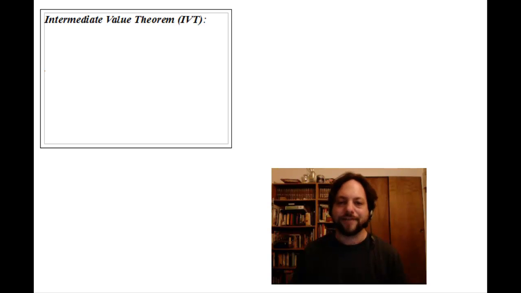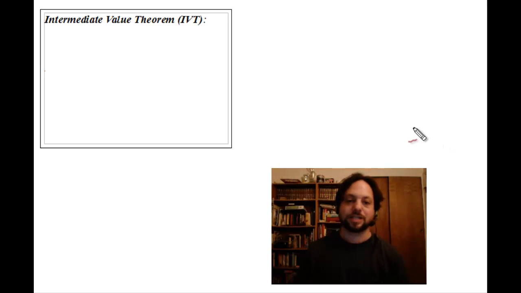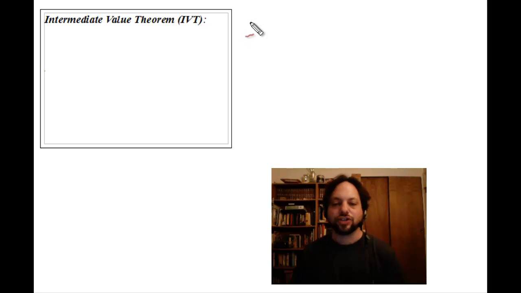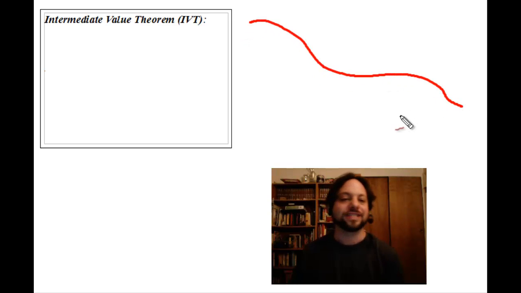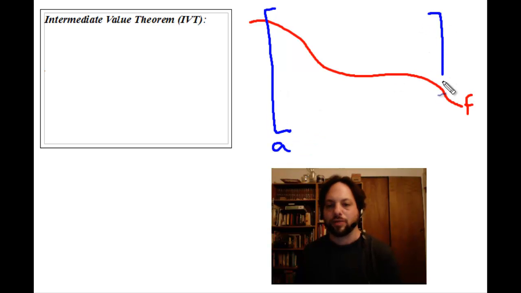The intermediate value theorem, a theorem that is simply so obvious that you're going to wonder why you didn't come up with this yourself. Let me explain it. We have a function that we're going to call f, and f is a continuous function of some sort on some interval. I'm going to call that interval from a to b, and we'll put it here and here. So here's the interval a to b.